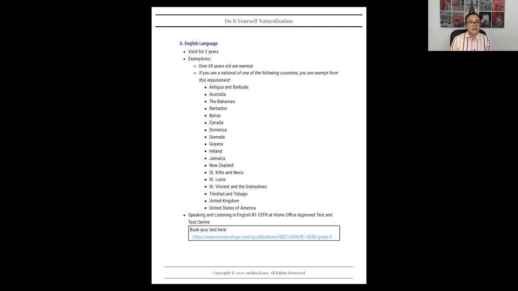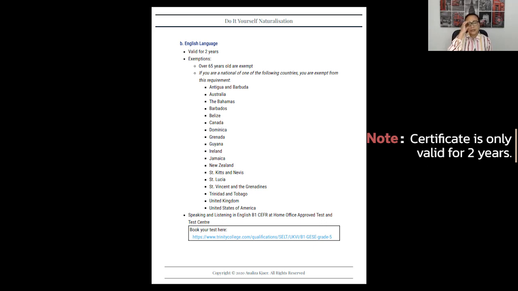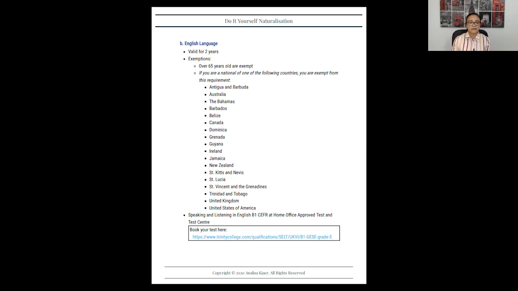And if you sit your test, the test would be B1, okay, B1, speaking and listening in English, at a Home Office approved test and test center. So you can book your test here, and this is valid for 2 years. So please take note, it's valid only for 2 years. So if you had one of those English requirements when you did your indefinite leave to remain, then that will be valid as long as you sat that test less than 2 years ago. You can use that certificate.